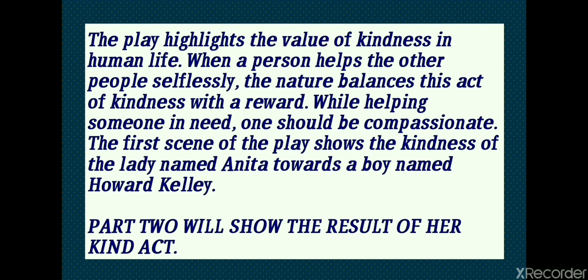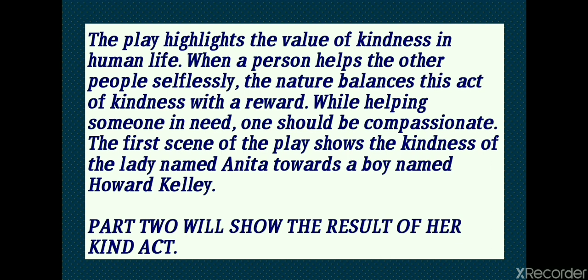We should help and we should forget. The help that we give to other people should be selfless. It should be without any motive. While helping someone in need, one should be compassionate. So, the reason behind this kindness should be compassion, love, empathy, and care. The first scene of the play shows the kindness of the lady named Anita towards the boy named Howard Kelly.